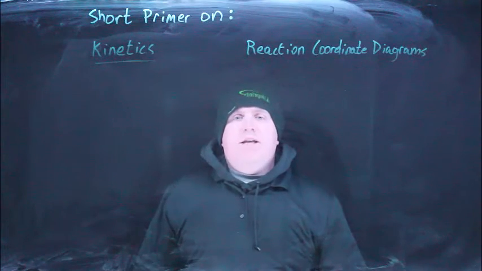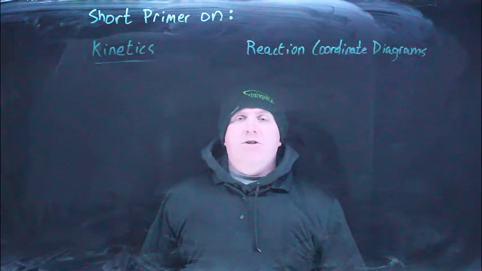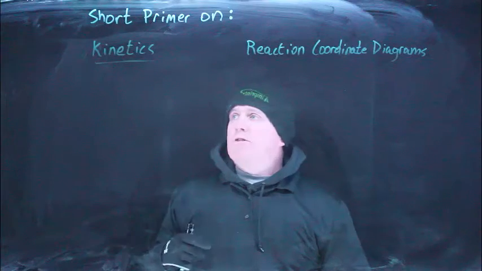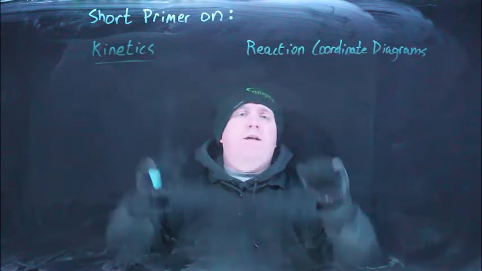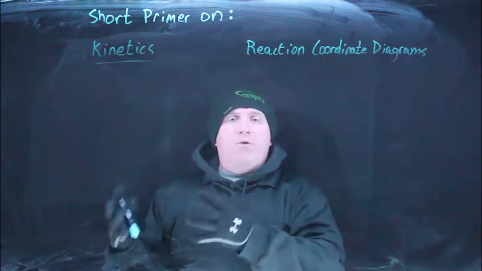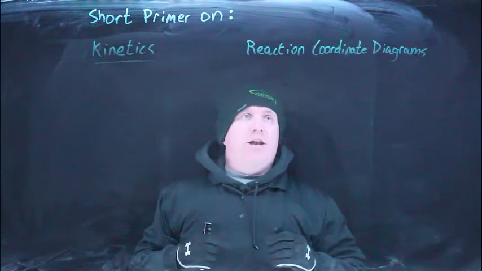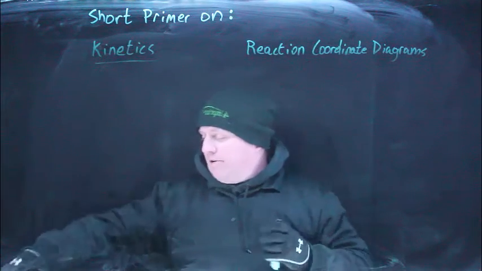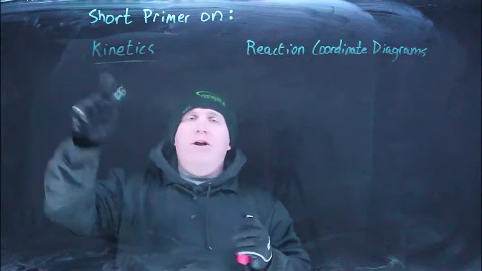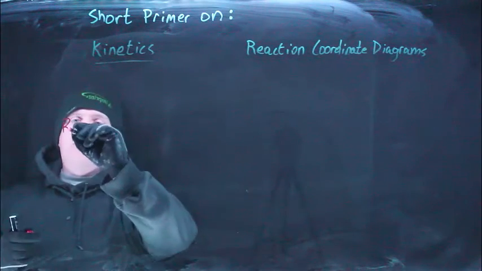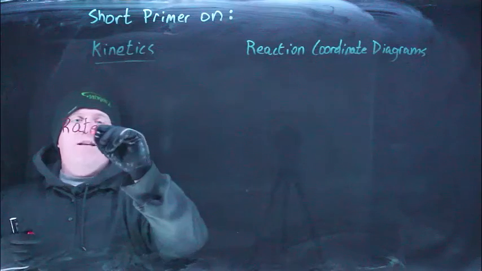For those who have not taken an advanced general chemistry course, by which I either mean Chem 190 or Chem 120, then it's probably useful to have a quick little overview on what matters for kinetics for the purposes of organic chemistry and also reaction coordinate diagrams. So at the core, if you hear the word kinetics, what you need to think is rate. This is about the rate of a reaction.